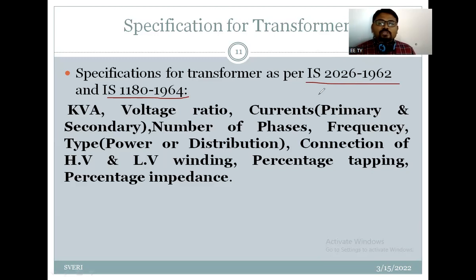Okay, now what is your homework? See, you have to go home and tell me what is the meaning of this 2026 and what is the meaning of this 9062. Whenever we start the lecture tomorrow, at that time I am expecting you to tell me what is the meaning of this 1180 and what is the meaning of this 9064.